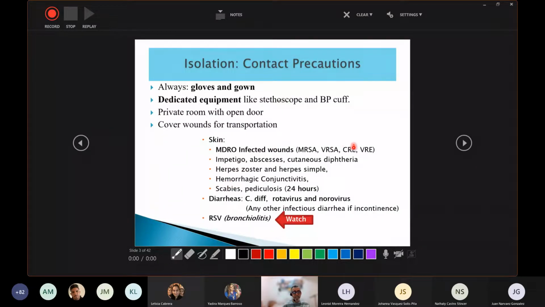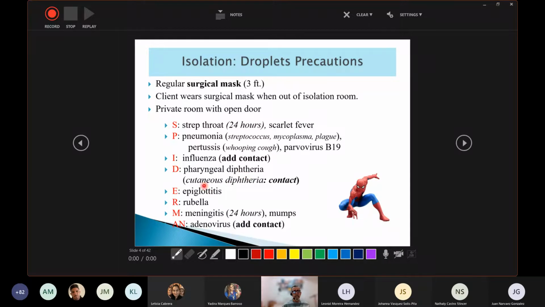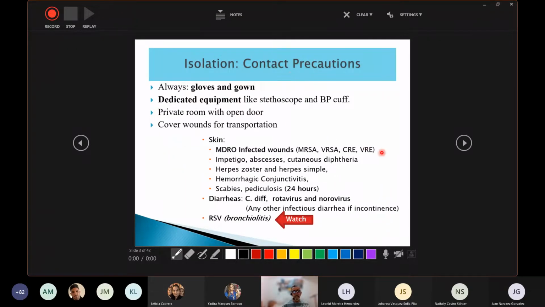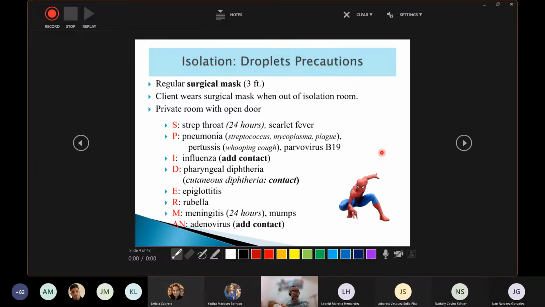When the diphtheria is in the skin, it's called cutaneous diphtheria, it is contact, not droplet. So pharyngeal or laryngeal diphtheria is droplets, which is different, it's just a mask. But if it is cutaneous diphtheria, it is contact, which is gowns and gloves. If it is flu, influenza, it is droplet, but you need to add contact. If it is common cold, generally produced by adenovirus, it is droplet, but you need to add contact. So it's important.